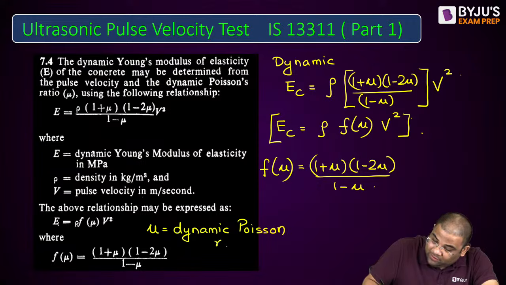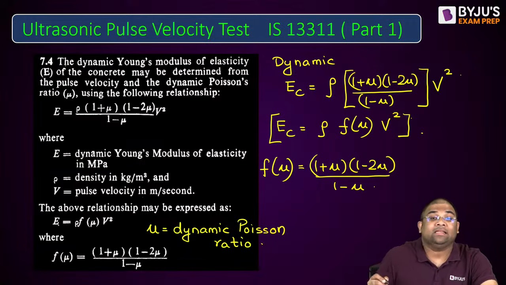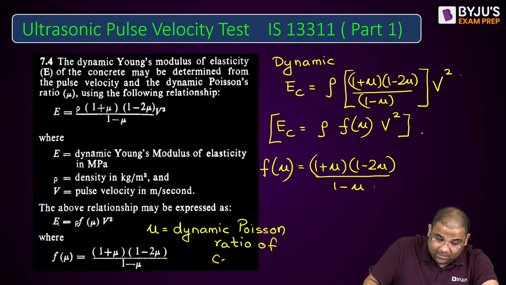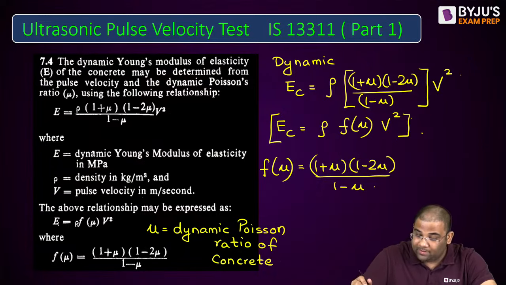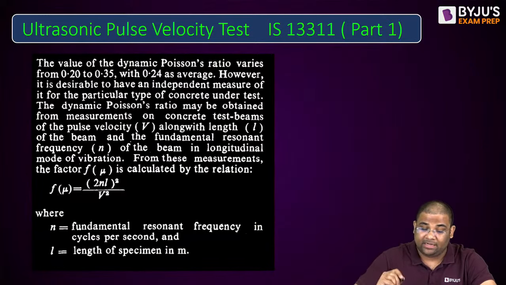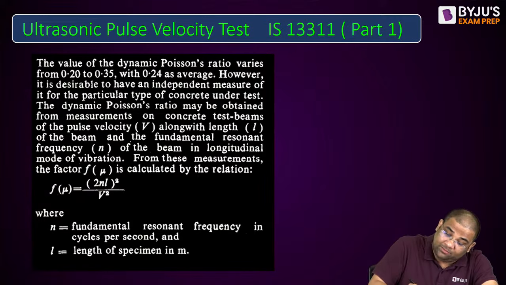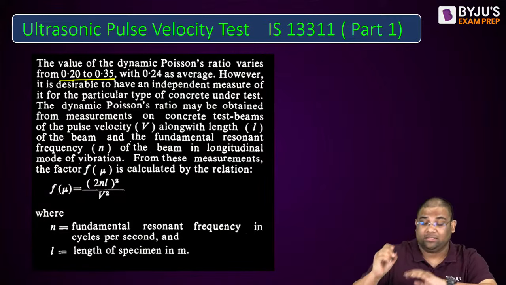Now this dynamic Poisson's ratio is normally more than the static Poisson's ratio. The static Poisson's ratio of concrete ranges between 0.1 to 0.2. But the dynamic one ranges differently. So the dynamic one ranges from 0.2 to 0.3. So they can ask this question, okay?